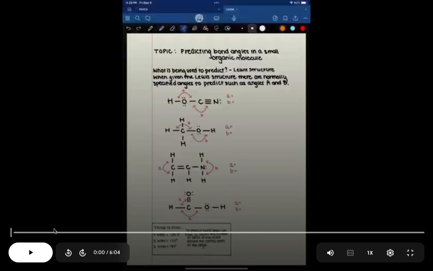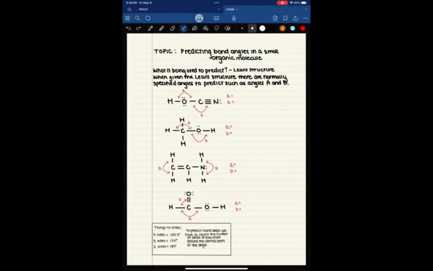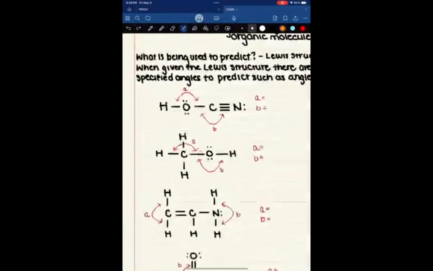So today we are going to be talking about the topic of predicting bond angles in a small organic molecule. You may be wondering what is being used to predict the bond angles, and we are going to be using the Lewis structure. So when given the Lewis structure, there are normally specified angles that you will be given to predict, such as angles A and B.